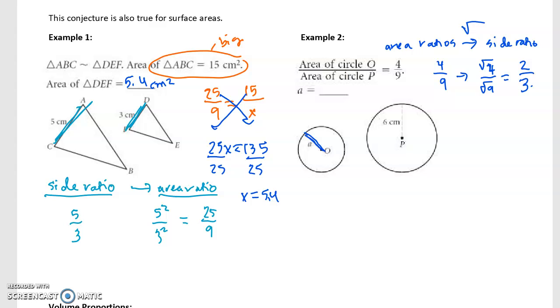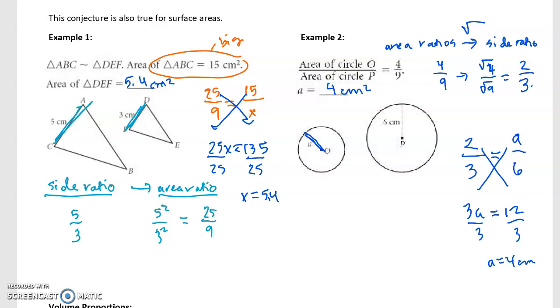Now we can apply that to our circles. So 2 to 3, small to big, is A, small, to 6, big. And now we can cross multiply. 3A is 12, divided by 3, and A is 4 centimeters.